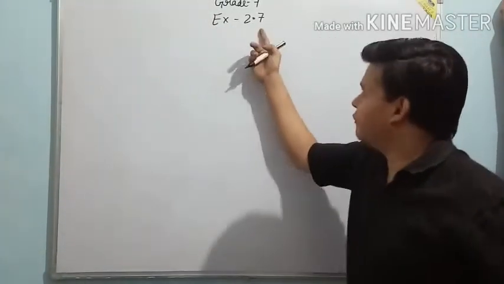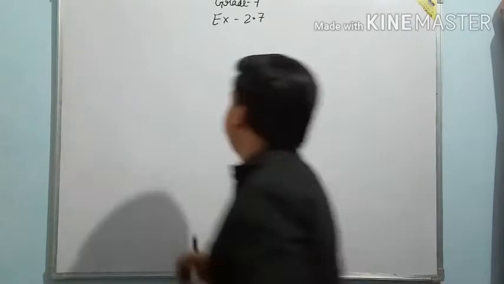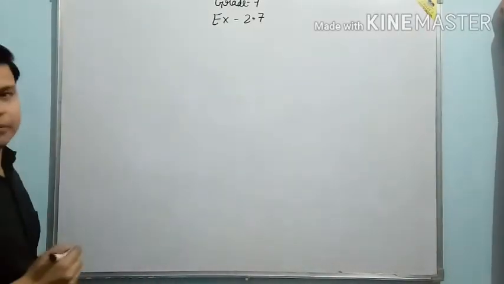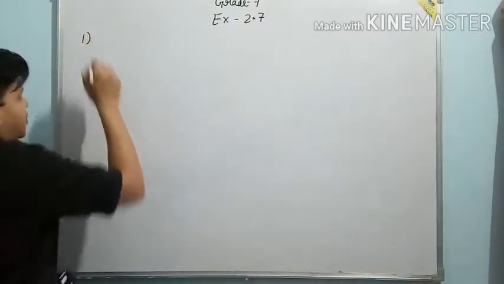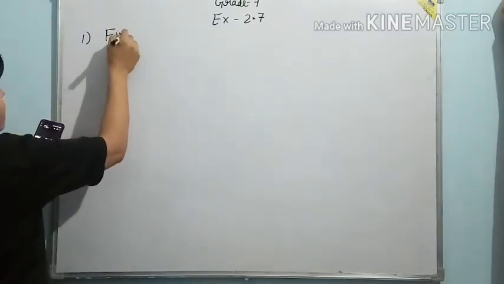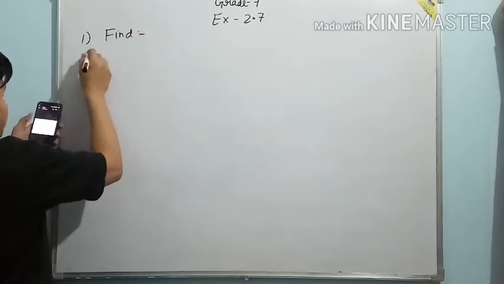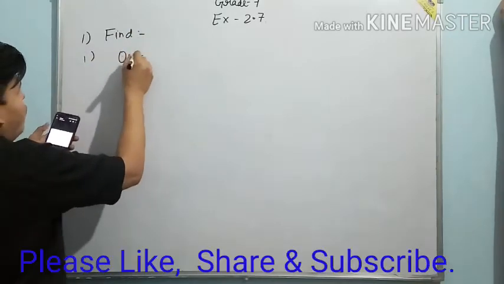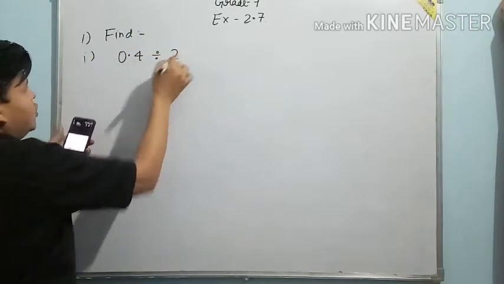Exercise 2.7 of grade 7, and it is based on division of decimal numbers. So let's start with question number 1. This is find. Let's take the first part of this, that 0.4 divided by 2.